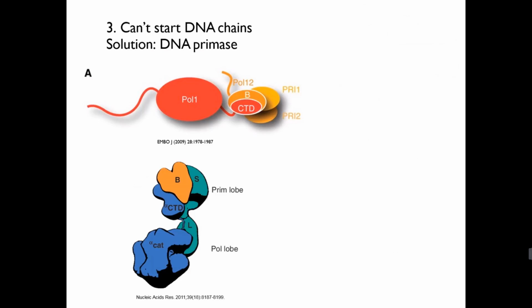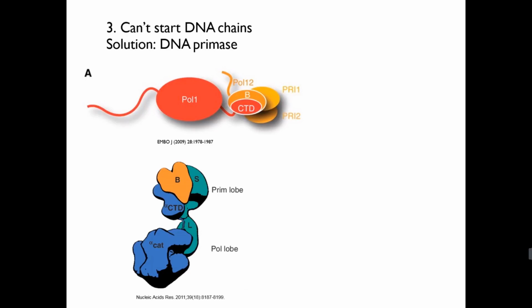So now we've unwound our DNA and we protected the single-stranded DNA. If you present this to a DNA polymerase, you're out of luck, right? DNA polymerase really can't do anything with a template because it can't start DNA chains de novo. So it absolutely requires a primer, so that it can present a 3' hydroxyl for the polymerization reaction. And as I mentioned before, this primer can either be RNA or DNA.